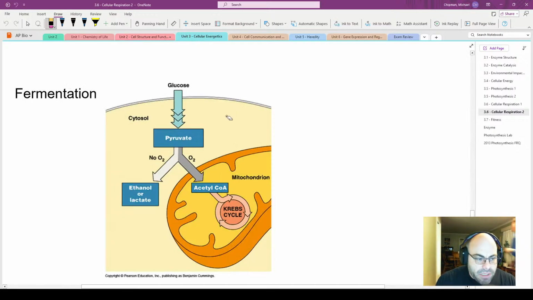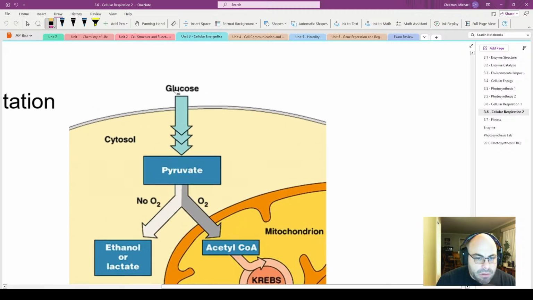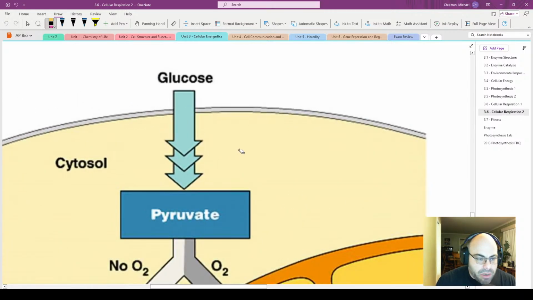So let's talk about fermentation. Glucose is broken down in the presence of oxygen to make ATP. That is cellular respiration. What if oxygen is not there? Well, that's when fermentation occurs. However, I want to go here. What is this process called right here? This process is called glycolysis, breaking down glucose to make 2 pyruvate. All organisms, all living things do glycolysis. So that's important. Doesn't matter if there's oxygen.